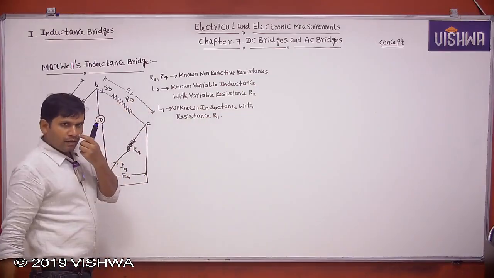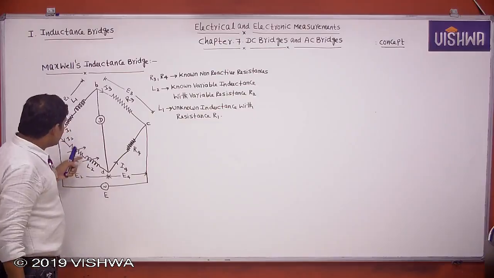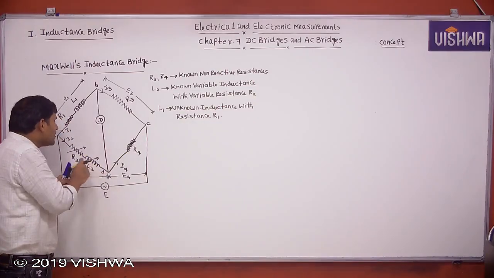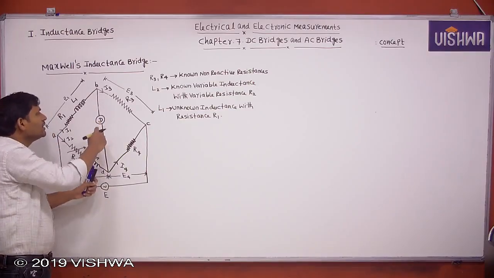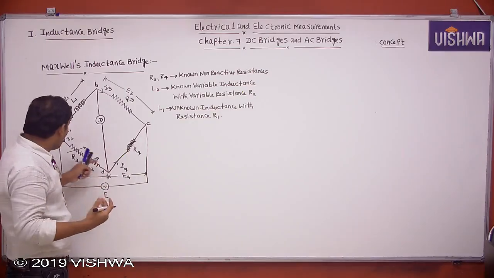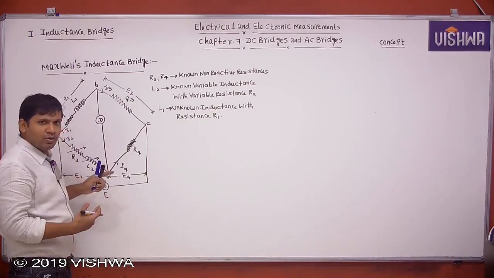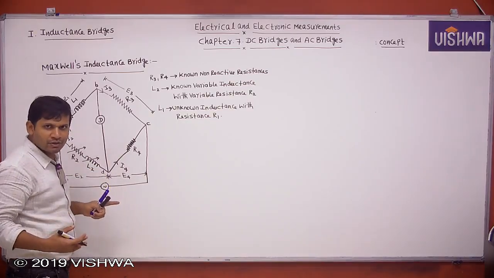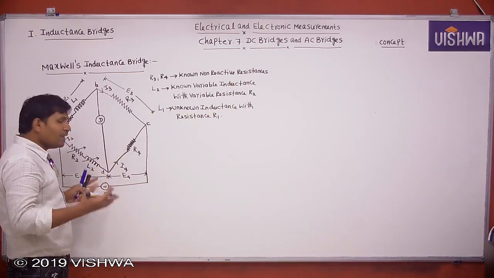Now, what is the purpose of using variable parameters? By varying these parameters, we can bring the bridge to balance. That is the purpose of using variable parameters. Sir, why did you select only R2, L2 as variable? Why not R3 variable? Why not R4 variable? Like that we can ask the question. The reason, later on I will explain.